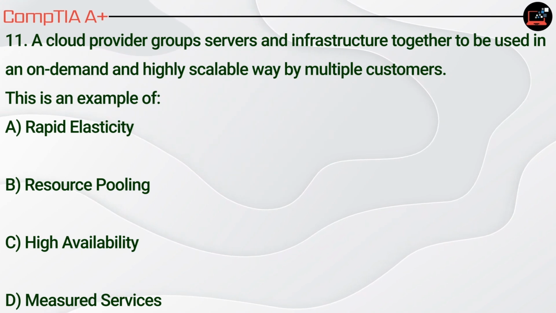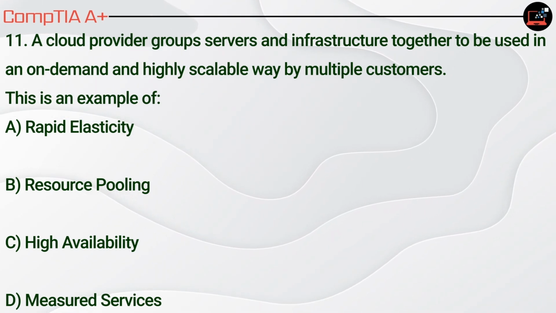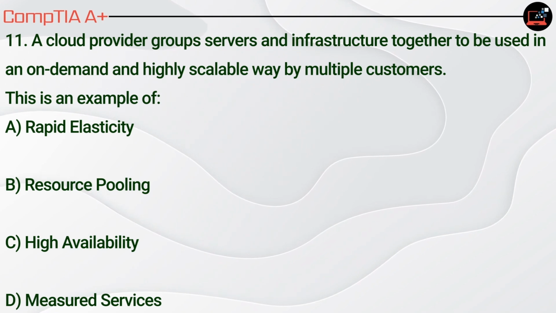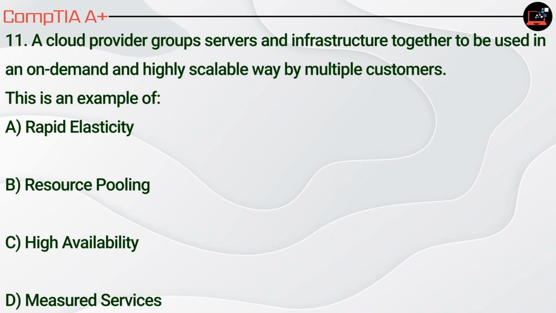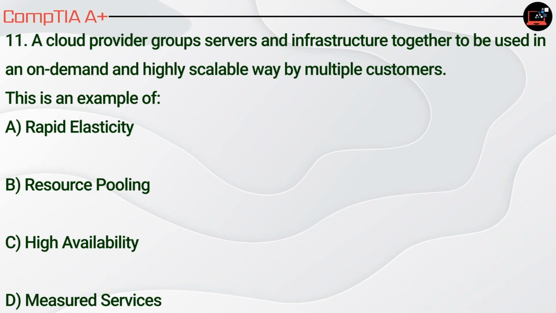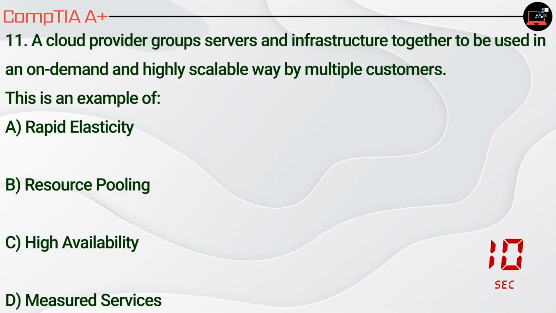(11) A cloud provider groups servers and infrastructure together to be used in an on-demand and highly scalable way by multiple customers. This is an example of A. Rapid elasticity, B. Resource pooling, C. High availability, D. Measured services.